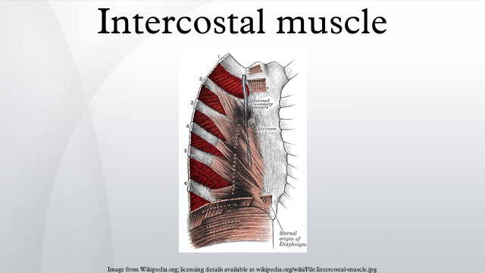Innervation: both the external and internal muscles are innervated by the intercostal nerves, are supplied by the intercostal arteries, and are drained by the intercostal veins. Their fibers run in opposite directions.